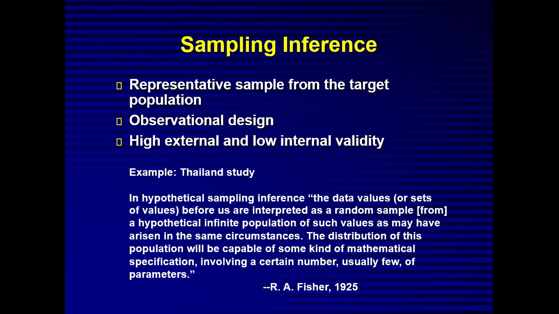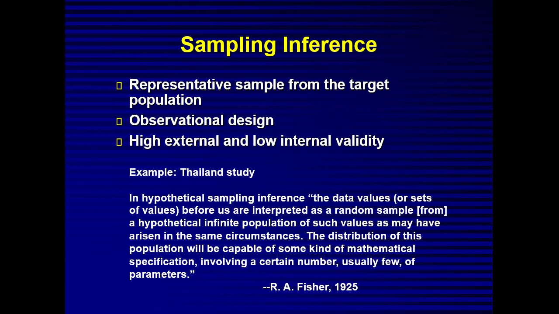Then there's sampling inference, when we do have a sample that's representative of the target population. But let's say we still have an observational design. That is, we're comparing conditions that already exist rather than randomizing to conditions or using some other method for controlling confounding variables. If we have a representative sample, but in that representative sample we're now comparing individuals that are in existing groups, then we can, based upon our inferences, infer to the population, what I've called population inference, but we cannot do what I've called causal inference.